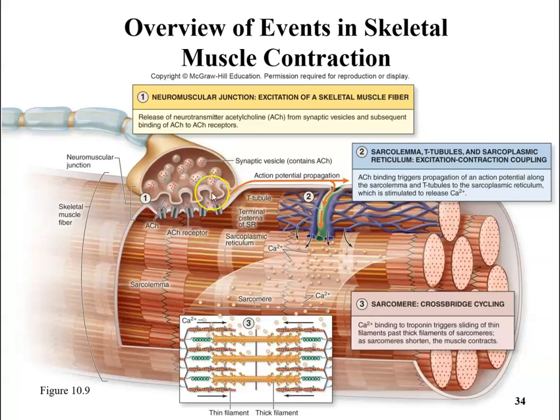Step 2, that change in membrane potential is going to move along the sarcolemma, right, along the plasma membrane of the muscle cell. And it's going to move down these T tubules, which is just an invagination of the sarcolemma, and basically excite every single one of these myofibrils, okay?